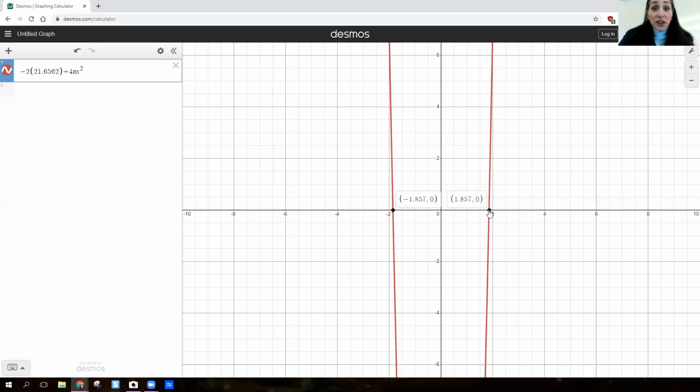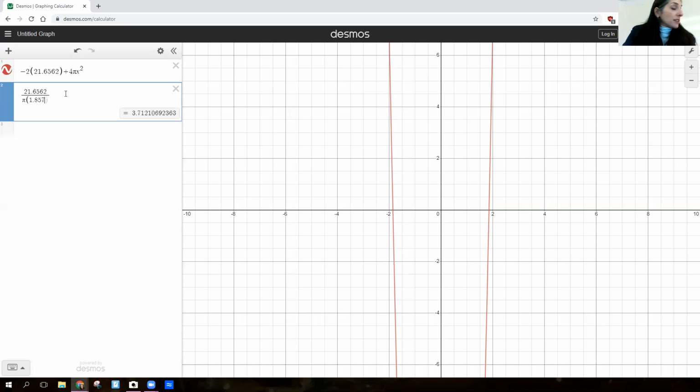Now, since this is a real life problem, we're going to eliminate the negative solution because we would not want a negative radius. R stands for radius, so we don't want negative dimensions here. So we get r equal to 1.857, okay? And if the radius is 1.857, I can find the height by plugging in what we have for r. And what do we get for that? Let's see, 21.6562 divided by pi times 1.857, like that, and we get a height of 3.712. This is inches. I want to make sure I remember my label.